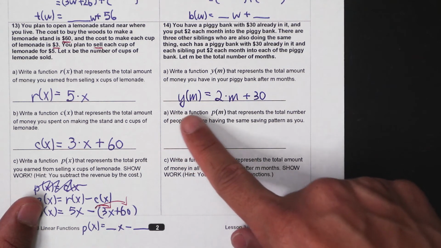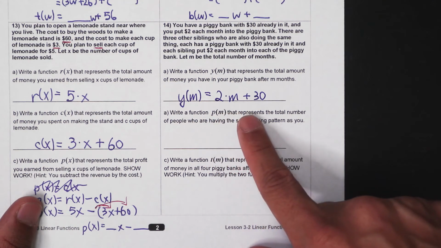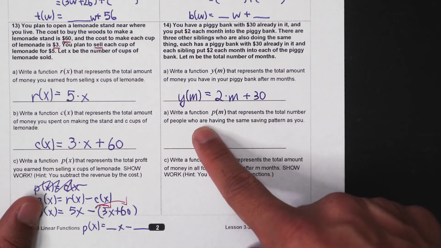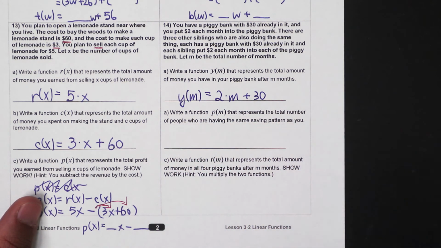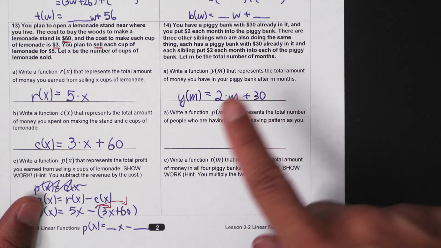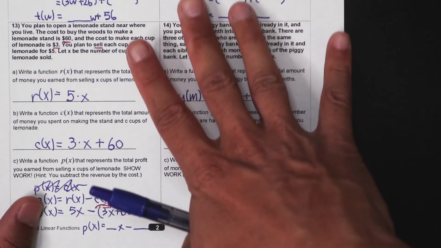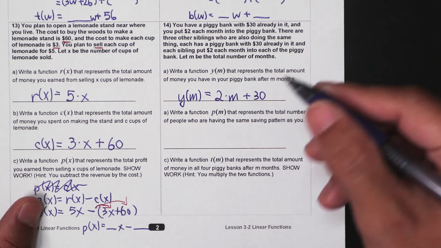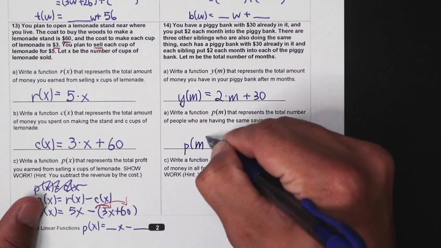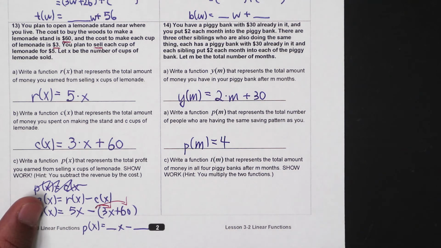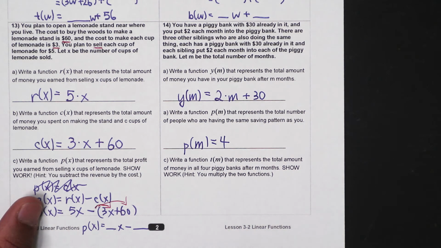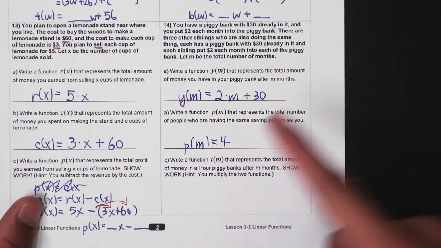Then you're going to write another function in part B, P of M, that represents the total number of people who are having the same saving pattern as you. Well, how many people do you have total? You have you plus 3 other siblings. So total you have 4 people right there, right? So that means your P of M is going to be just 4. Just 4. That's it. You're not multiplying anything. You're not adding or subtracting anything. It's just 4 because it's 4 people, right?